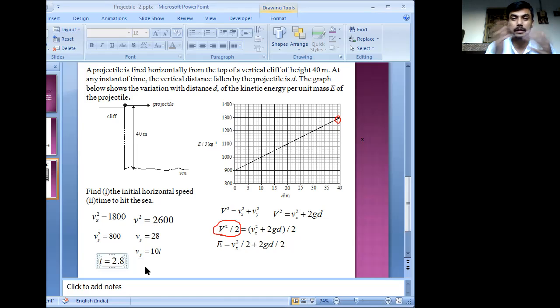So all these factors are very intimately related to each other, that if you are not comfortable with any one aspect of vectors in general, you'll not be comfortable with projectile motion. But this is just one of the problems where I try to explain as many concepts as possible.